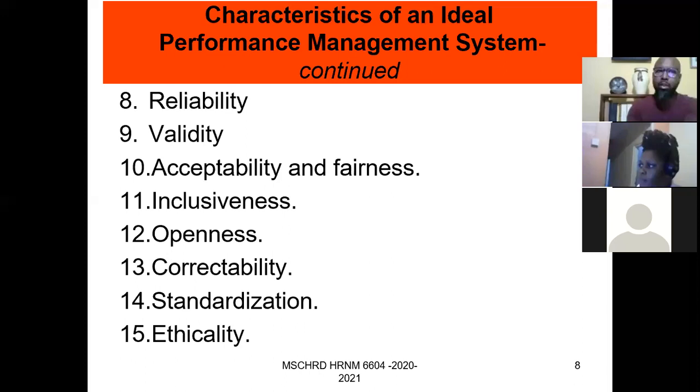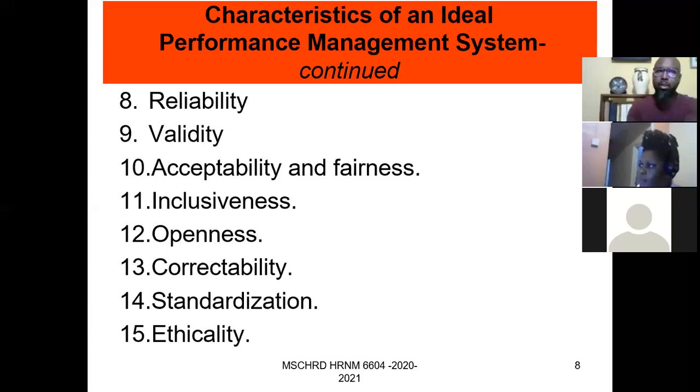Now, we speak about inclusiveness, and inclusiveness has to do with communication. Miss, you missed acceptability and fairness. I'm sorry? Oh, I'm sorry. Oh, I skipped over acceptability and fairness. Going too fast. Let me back up. Sorry about that.